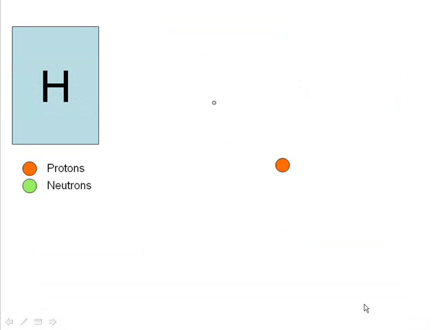We're going to look at the atomic structure. If we look at an atom of hydrogen, we can see that we've got a central nucleus and an electron that orbits the nucleus. The electron has a negative charge. The proton in the nucleus has a positive charge. Notice we've got one electron and one proton.